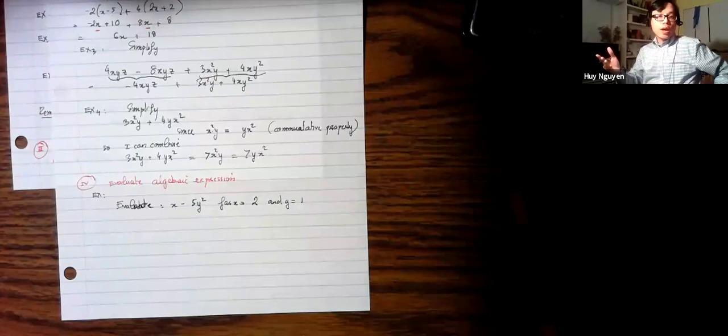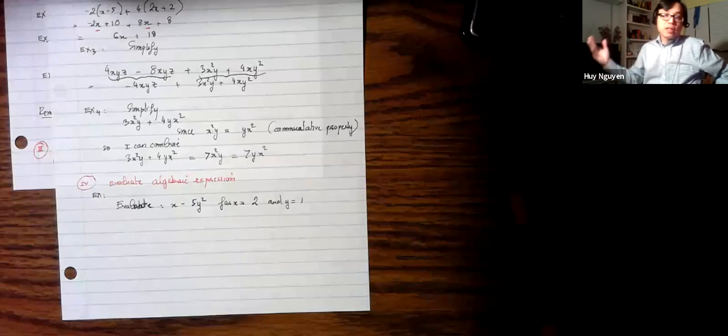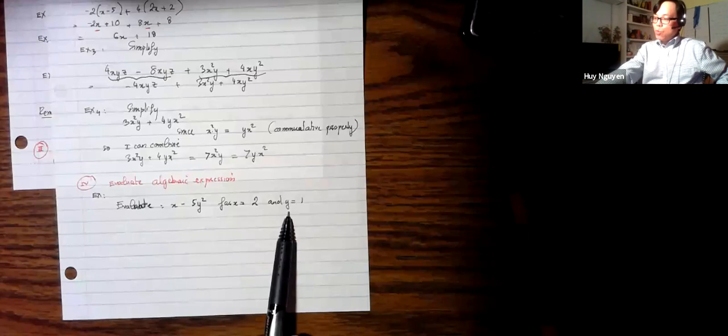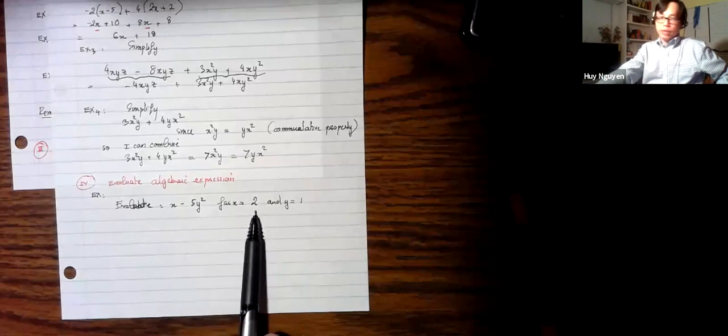X minus 5y squared, it is algebraic expression, and there are two terms. However, they are not the same. They're not similar terms. But it doesn't matter because we are doing evaluation right now. So we don't care if it is a similar term or not. We're not doing simplification. So how are we going to evaluate algebraic expression? Basically, we just replace the x and y variable with the value given.